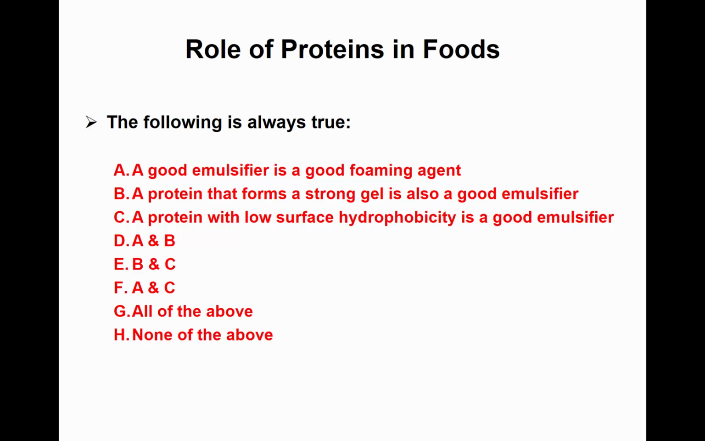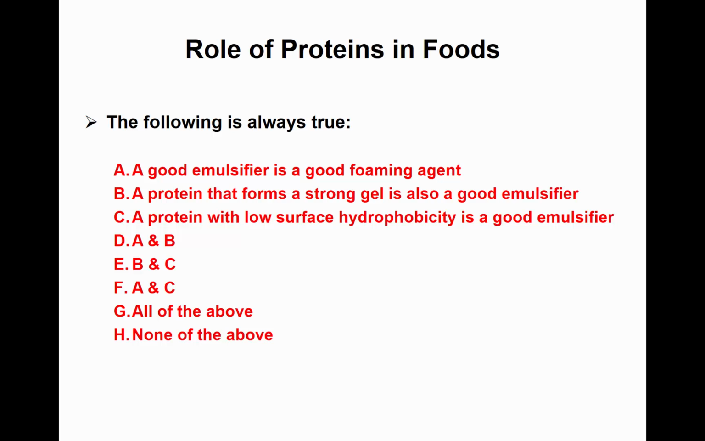So what is an emulsifier versus a foaming agent? An emulsifier, what does it do? It makes sure that you have a stable system where you have water and fat or oil or lipid. So that's an emulsifier. Foaming is a stable system of air and aqueous, and sometimes you have fat too. So a gel, we know, is you form a 3D matrix where the proteins interact and entrap water.